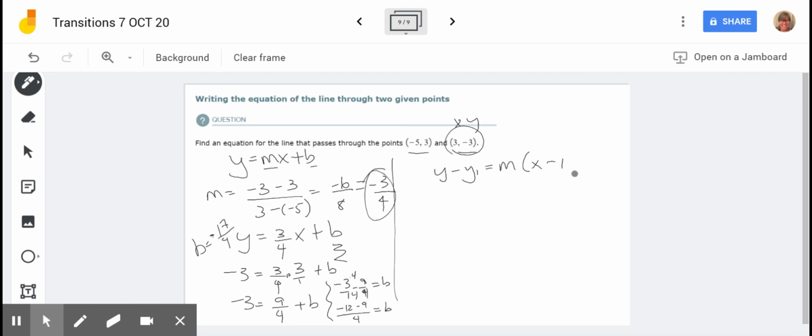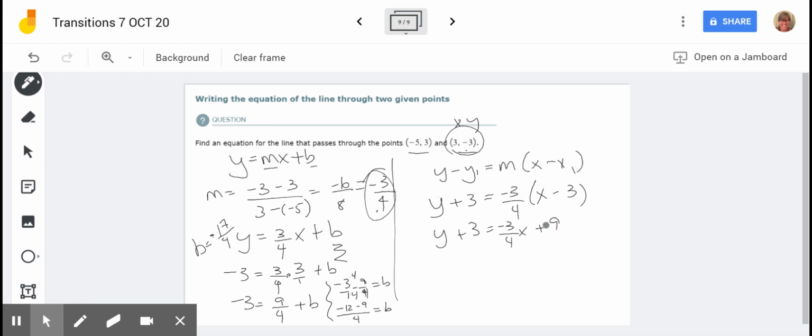Okay, because x minus x1. You'd be like, oh, okay, but I need the slope. Then you figure out the slope. Then you plug in a point. So I got the slope here and I got the point. So y plus 3 equals negative 3/4, because y minus negative 3 becomes y plus 3, times x minus 3. Okay, so we get y plus 3 equals negative 3/4 x plus 9.